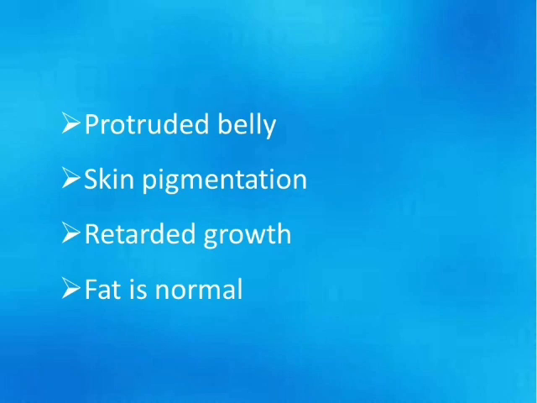The last one is that fat is normal. The fat under the skin, even though it is lost, some fat may still be left under the skin, unlike the other disease called marasmus. So these are the symptoms of kwashiorkor: protruded belly due to edema, skin pigmentation, retarded growth, fat.